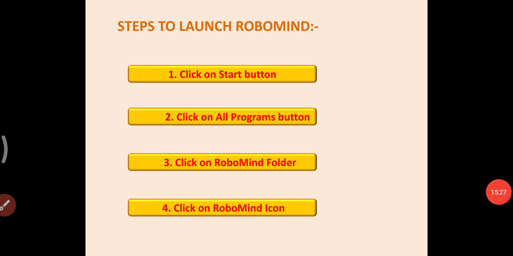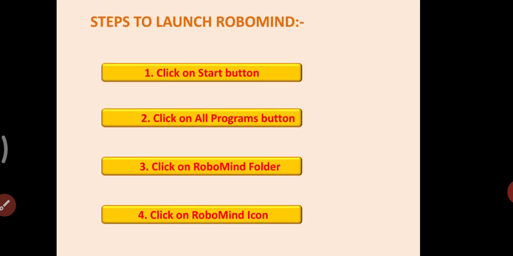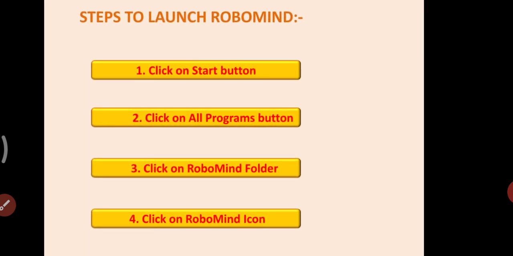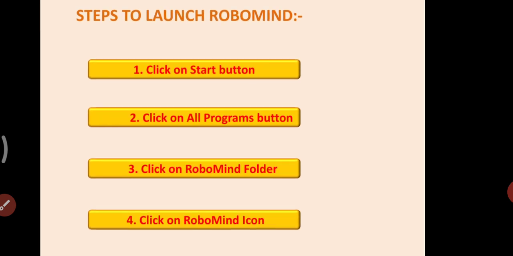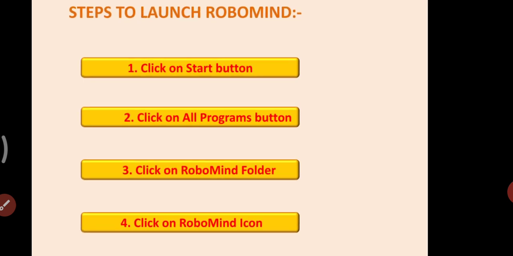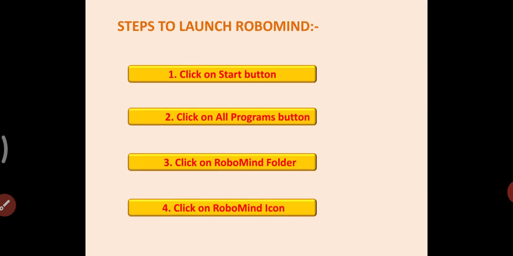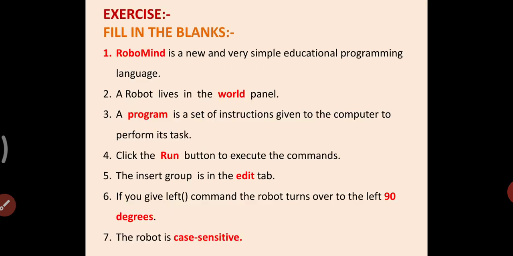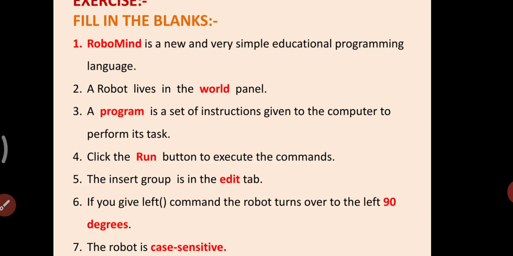The first Roman, steps to launch RoboMind. We have 4 steps. Just observe, and again you have to take your notebooks. In the last term we wrote stick figure. Continue, children. Put a RoboMind topic and write the exercise. The first Roman, steps to launch RoboMind. Look at it and write, children, one time. The next Roman, fill in the blanks. Just read loudly and write, children.